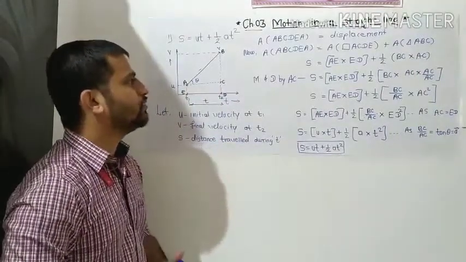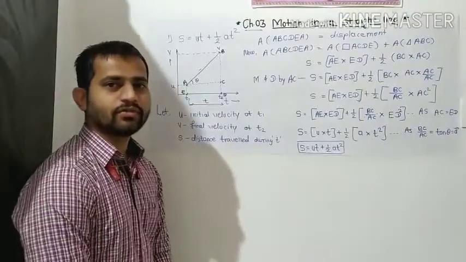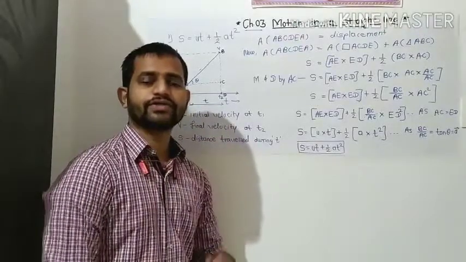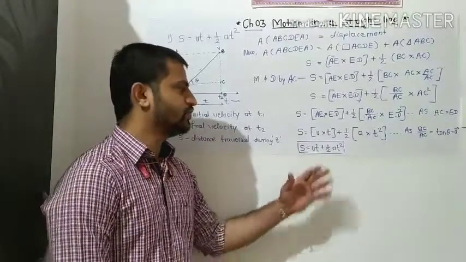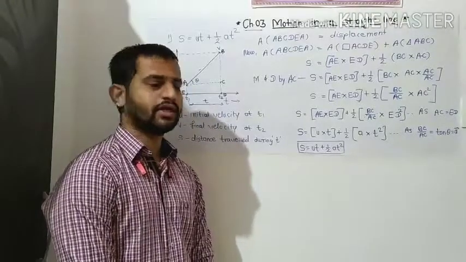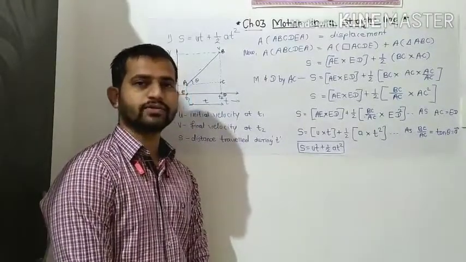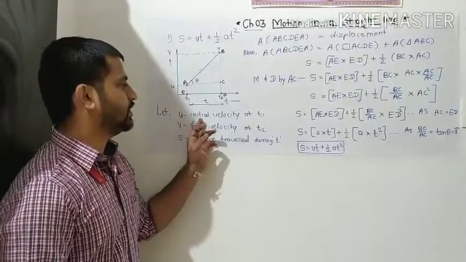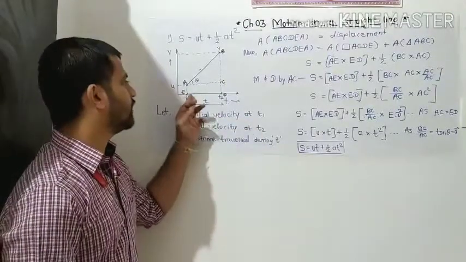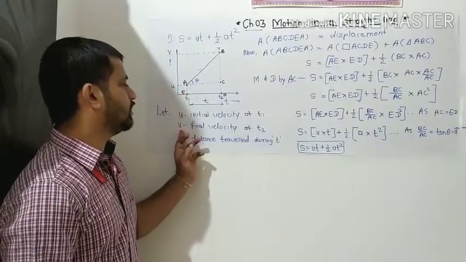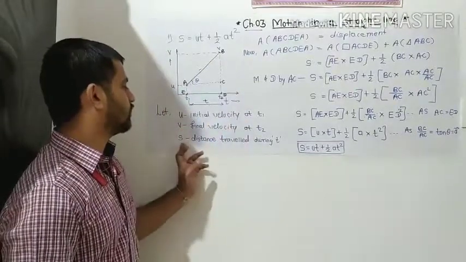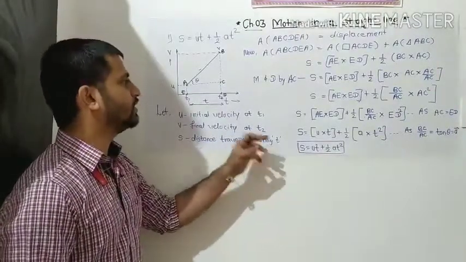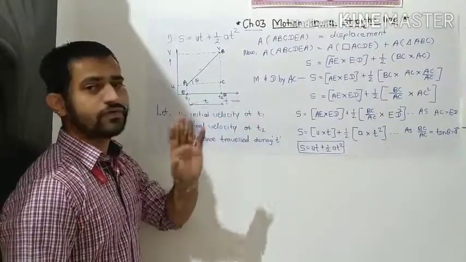So we can prove the kinematic equation by using our knowledge of the area under the VT curve giving us the displacement, and we get S is equal to UT plus 1/2 AT square. So what we have to do, first of all, we have to consider one initial velocity at time t1, then the final velocity v at time t2. S is the distance traveled during time t. So that S we have to calculate now.